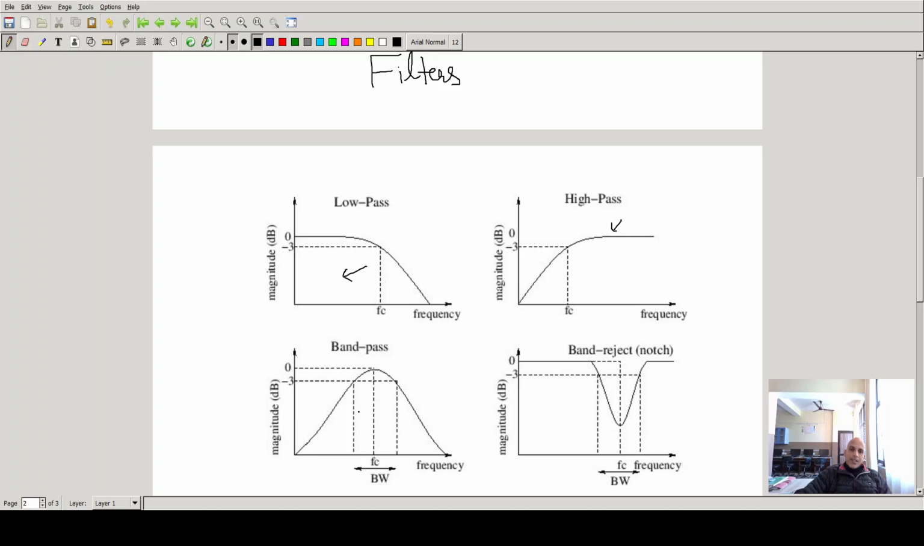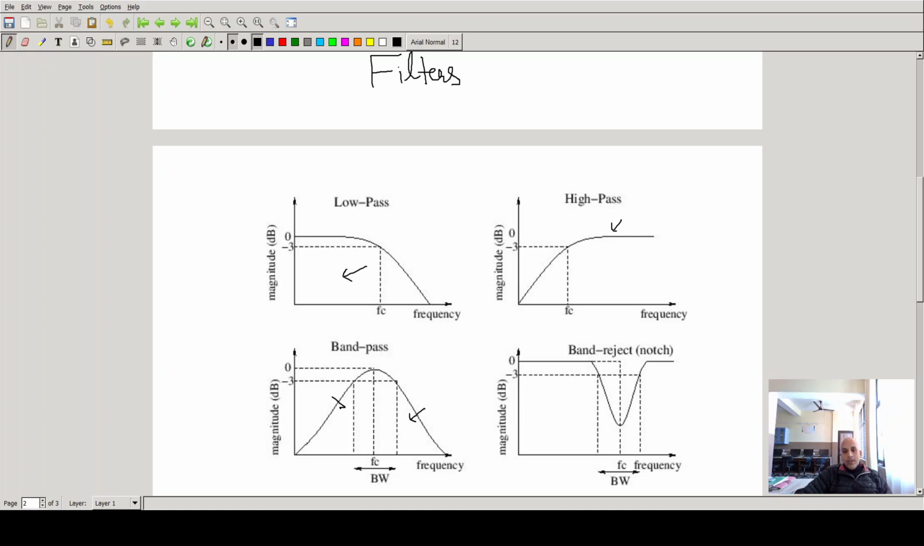Now in some applications we require that a band of frequencies should be allowed to pass through the filter. For example, if we are dealing with the audio frequency range, that is in the form of a band, 20 hertz to 20 kilohertz. So for that we require a band pass filter. Band pass means that a band of frequencies will be allowed, and all those frequencies which are below the lower cutoff frequency and above the upper cutoff frequency will be stopped.